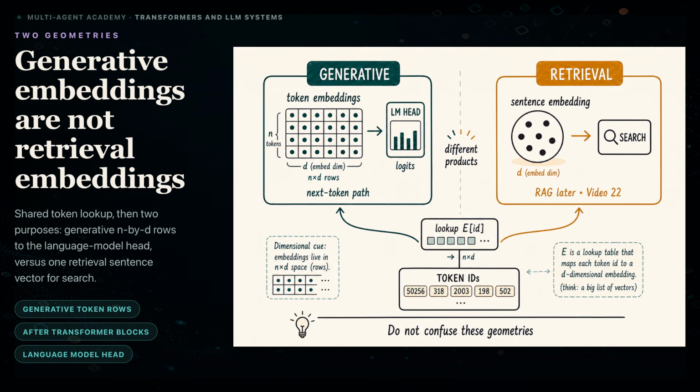However, in a retrieval model, the goal is different. The model turns a sentence or passage into one vector used for search. So do not take the token vectors from a generative model, average them, and expect a good retrieval embedding. Search and retrieval augmented generation come later in the course.